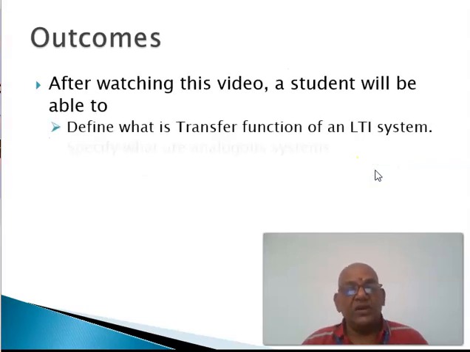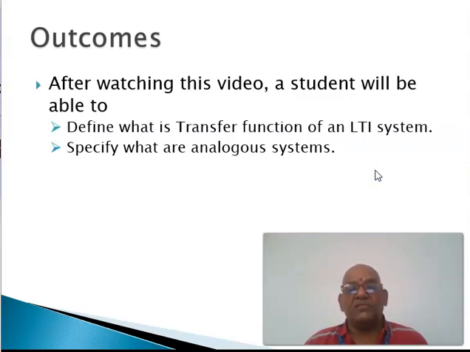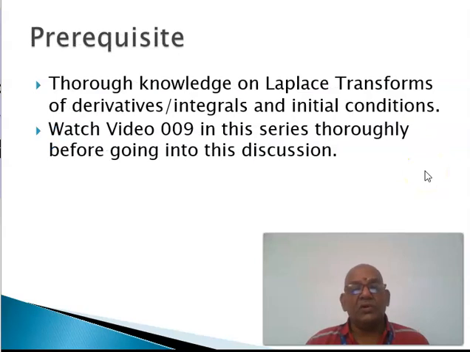After watching this video, you will be able to define what is a transfer function and then specify what are analogous systems. You will be able to appreciate the content in this video and thoroughly understand it if you have thorough knowledge of Laplace transforms, of derivatives, integrals, then properties of Laplace transforms, and you know what you mean by initial conditions. Video 009 in this series gives a little bit about this discussion, and thorough understanding of this video would perhaps help a lot in going through the content of this video.